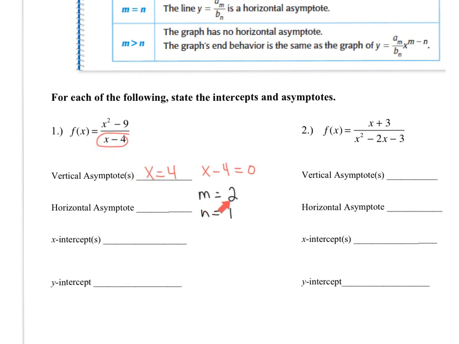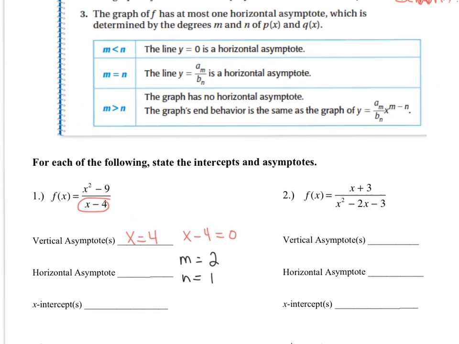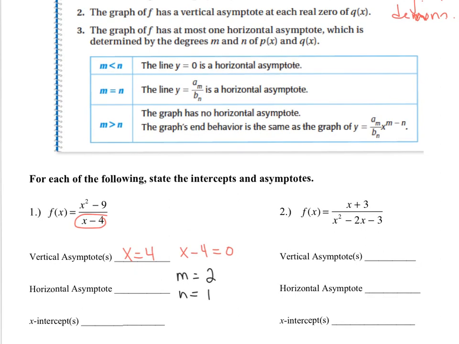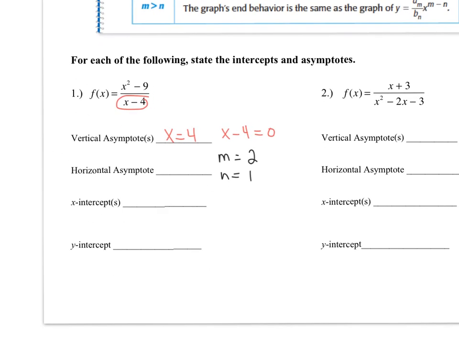So we have m is 2, n is 1, and then we have to take a look at the graph. Our m value is greater than your n value. M is greater than n. So this graph has no horizontal asymptote. You would write none or does not exist.